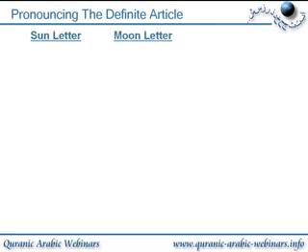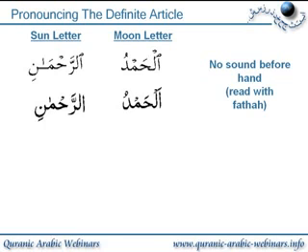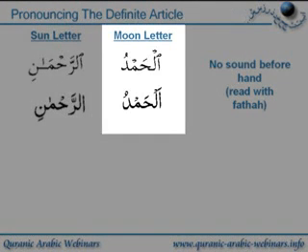Okay, so actually pronouncing the definite article, I've already gone over this, but we're going to do this in detail just to reiterate it. So if you have no sound before the definite article, let's take both the moon and sun letters. The top examples are Uthmani script, the bottom ones are Majidi. Now let's take the first one under the moon letters.